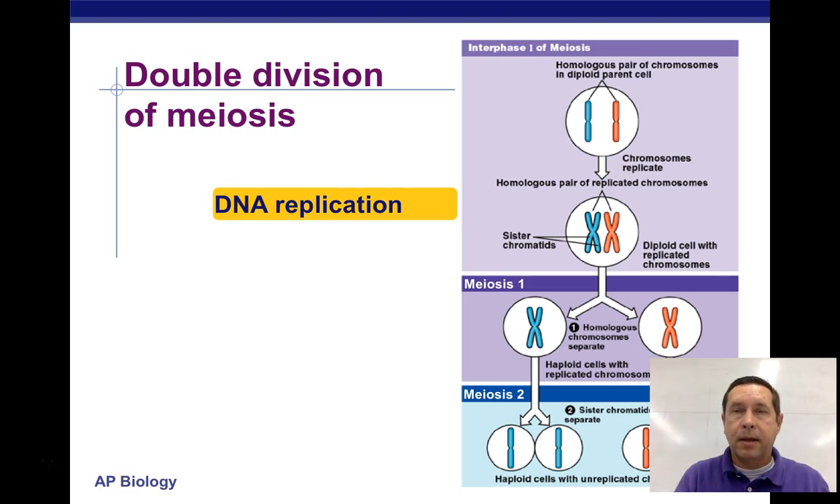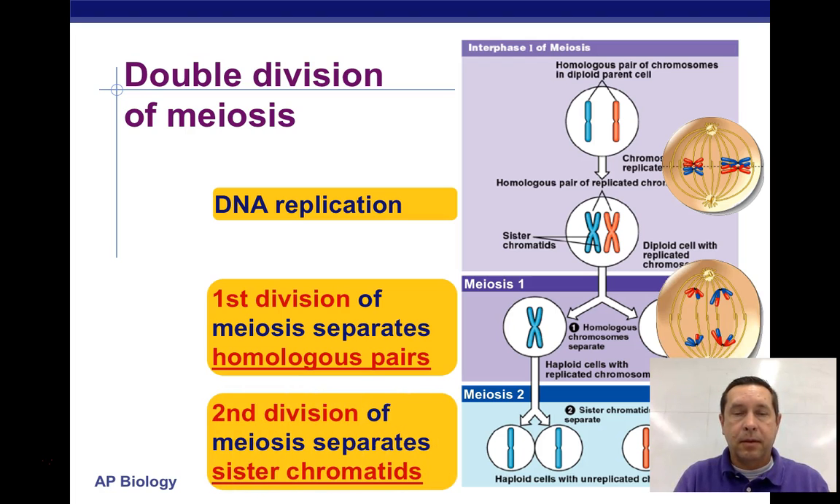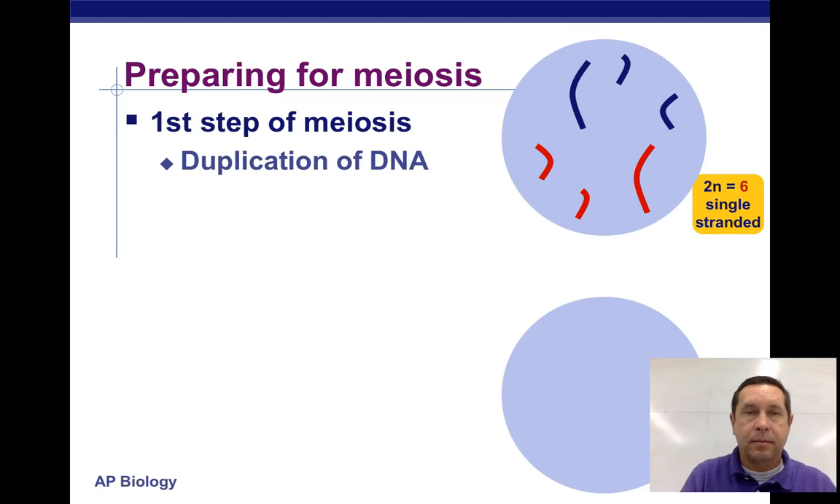So you have DNA replication in interphase of meiosis 1. First division of meiosis separates homologous pairs of chromosomes. Second division separates sister chromatids. So to prepare for meiosis, just like for mitosis, you've got to duplicate the DNA.